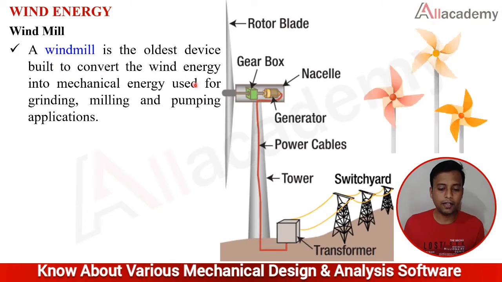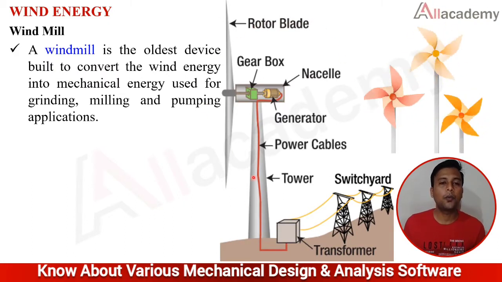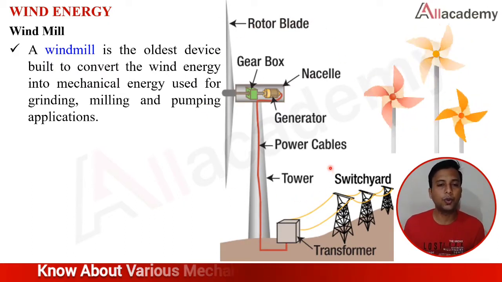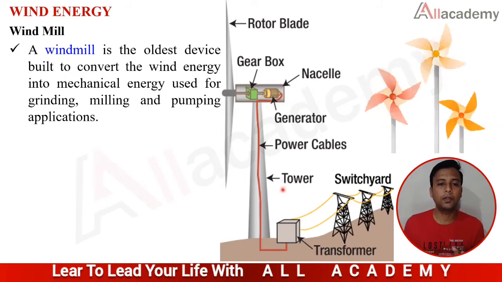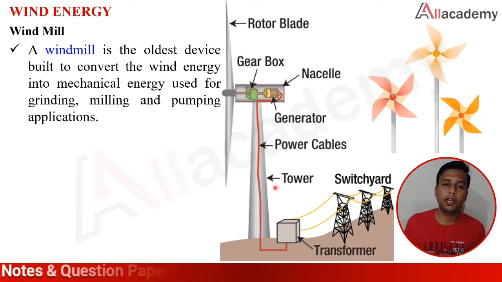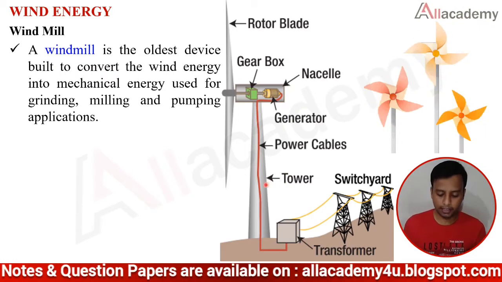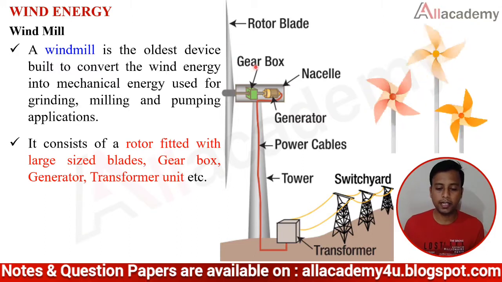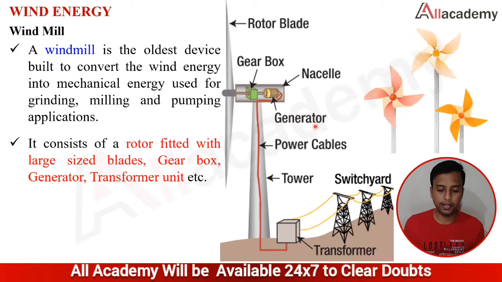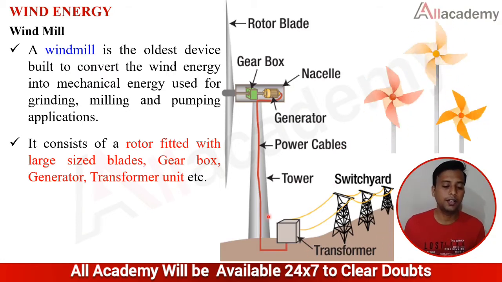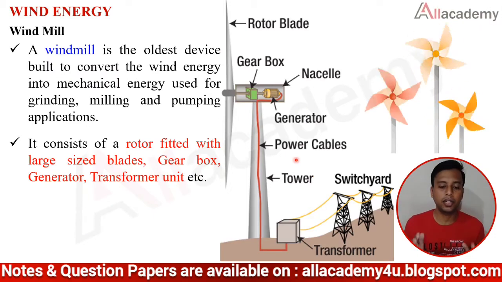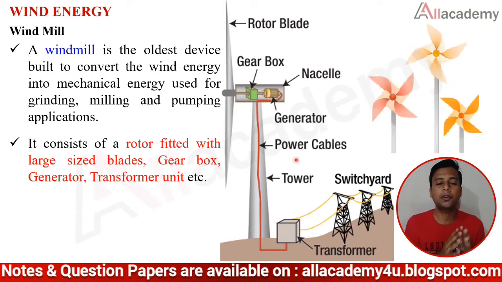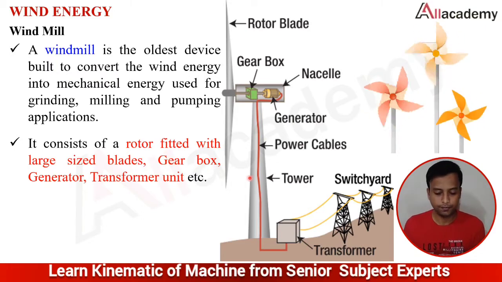Now here is a figure that shows the windmill that is developed to extract electrical energy from wind energy. It consists of a rotor, gearbox, nacelle, generator, power cable, tower, switchyard, and transformer unit. These are the basic, essential units for windmills of any size.